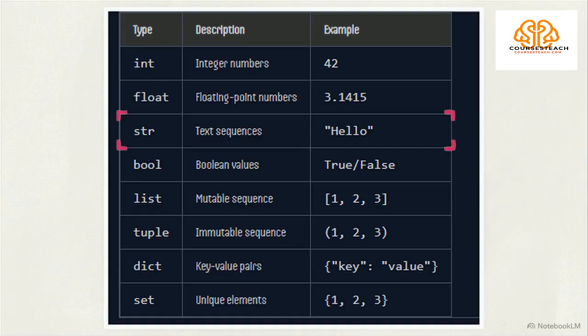Then we have strings, or the str type. These are sequences of text. The rule here is that strings must be wrapped in quotation marks, so the computer knows it's reading text and not a command. Finally, there's the boolean, or bool type. Think of this like a simple light switch. It only has two states, true or false.